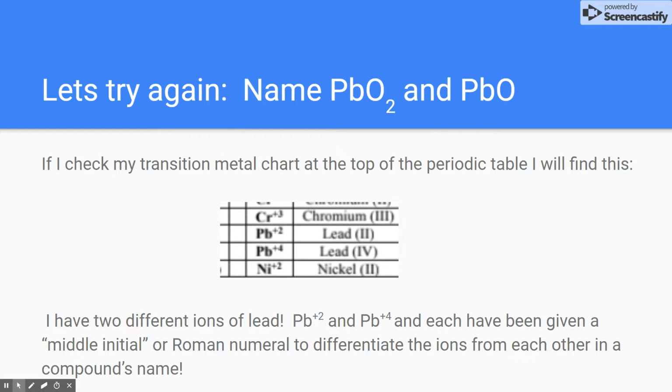So let's try to name these again. Let's figure out what the names of PbO2 and PbO are. If I check my transition metal chart at the top of the periodic table, I'll find that I have two different leads. I have Pb positive 2, which is called the lead 2 ion, and Pb positive 4, which is called the lead 4 ion. Each has been given a different middle initial, or Roman numeral. And that'll help us differentiate between each ion in a compound name.